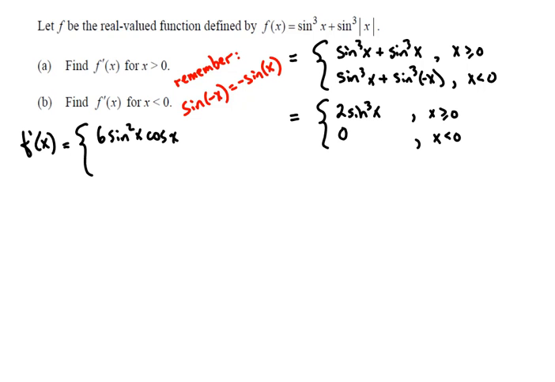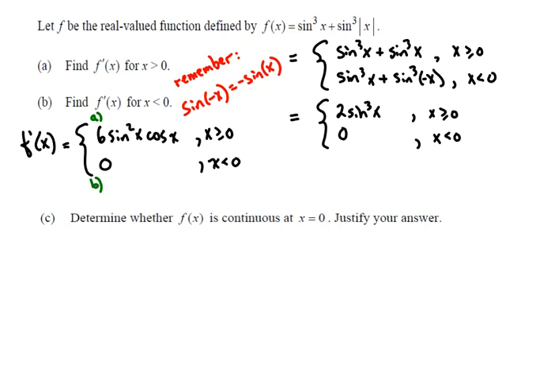And that's it. We can stop at that point. And that is whenever x is greater than or equal to 0. And the derivative of 0 is still 0. And so that gives us the top branch is the answer to part A, and the bottom branch is the answer to part B.